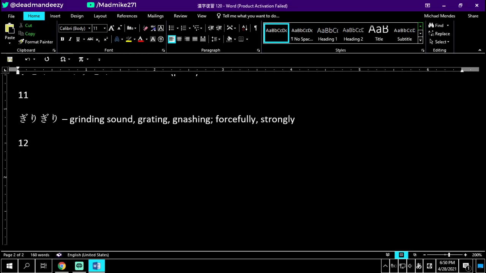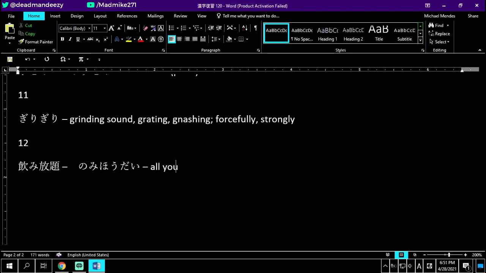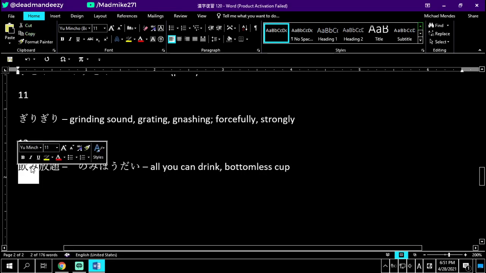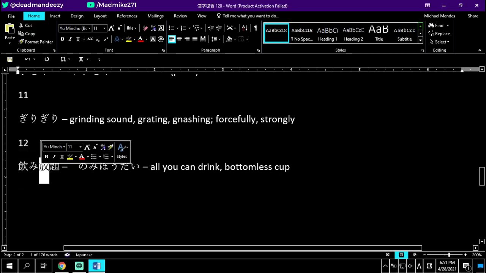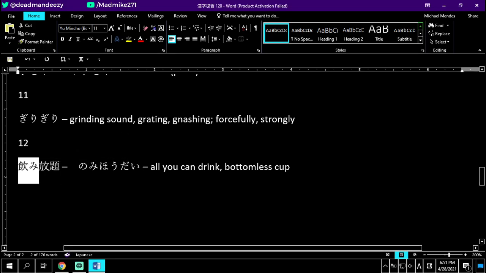And our last word for today is going to be nomi hodai. Nomi hodai is all you can drink, or a bottomless cup. On the left side we have nomu, to drink. Ho is to set free, and dai is a topic. So the free topic, or a releasing topic of drinking, is all you can drink. Nomi hodai.